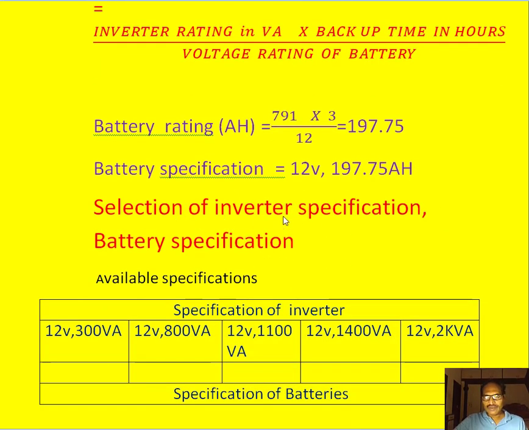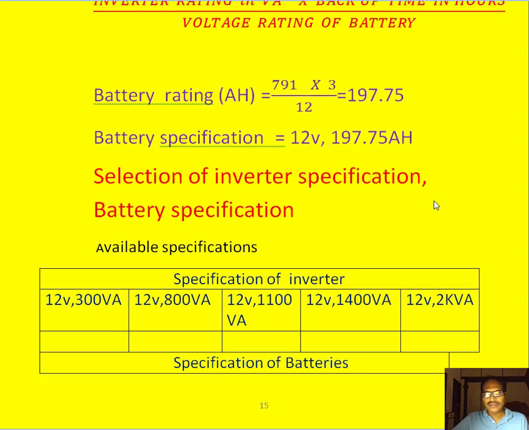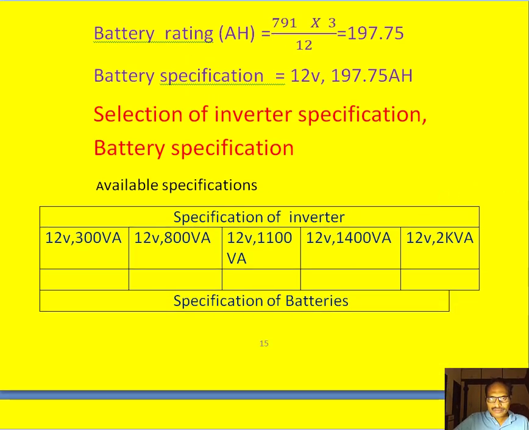So now let us see what are the different types of inverter specifications and different types of battery specifications available in the market. When we see the inverter ratings in the market, we find: 12 volts 300 VA, 12 volts 800 VA, 12 volts 1100 VA, 12 volts 1400 VA, 12 volts 2 kVA. These are the available inverters.